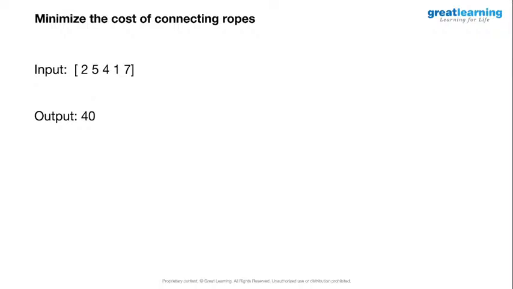Okay, great. Now let's see this problem. Now we have to minimize the cost of connecting ropes. What do you mean by this? If you see, this array is given: 2, 5, 4, 1, 7. The output should be 40. And now how will we get this output?